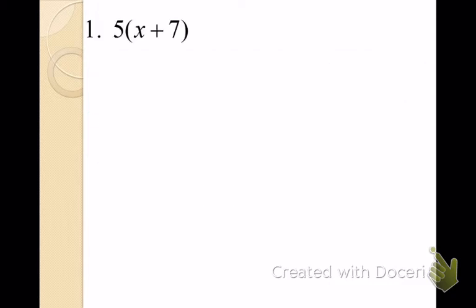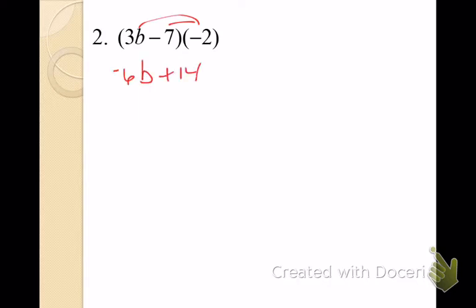So, we can apply some of these different principles. Number one here, 5 times the quantity x plus 7. We're just going to distribute this 5. 5 times x is 5x. 5 times 7 is 35. Okay? Try this guy and see what you come up with. Just distribute, you get negative 6b plus 14.